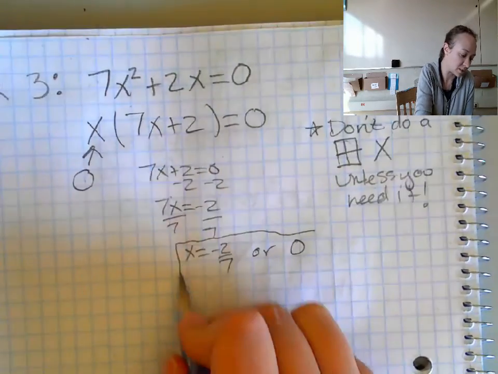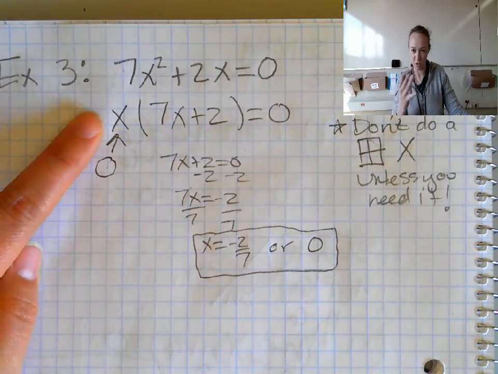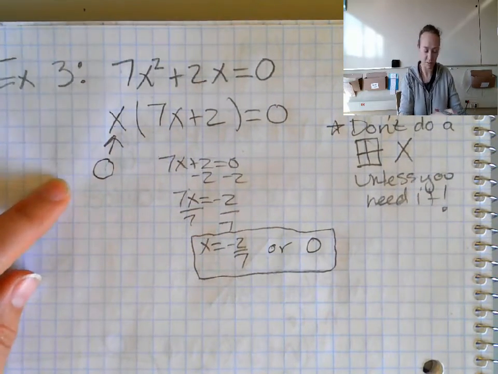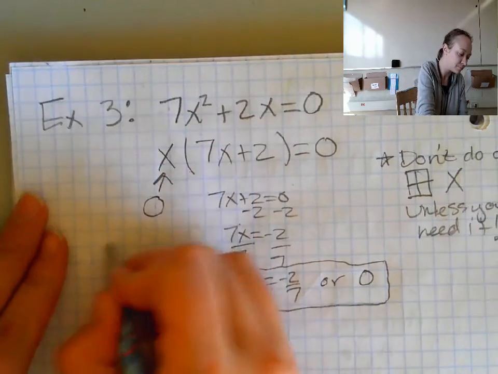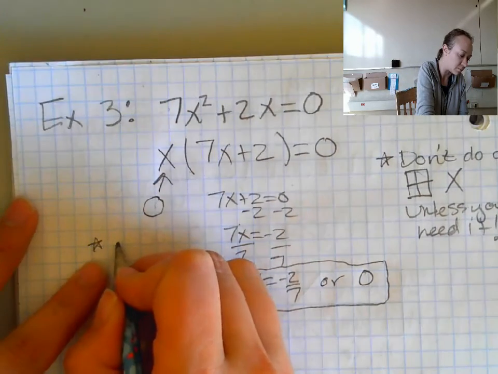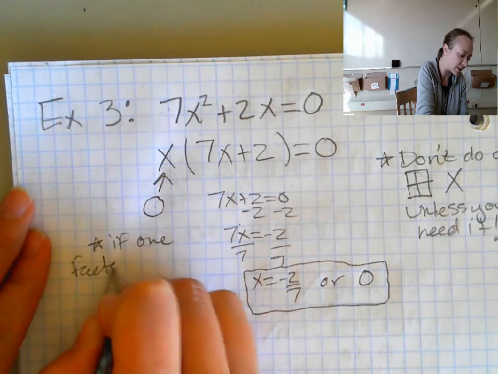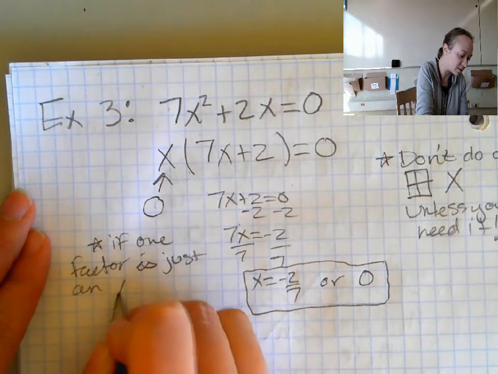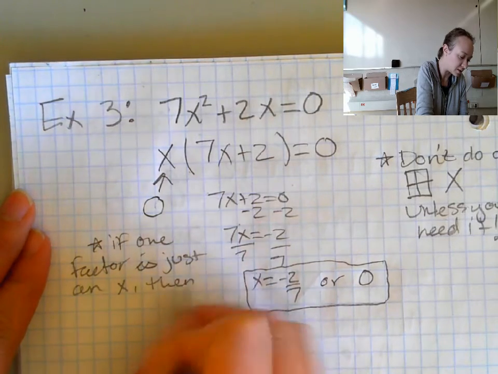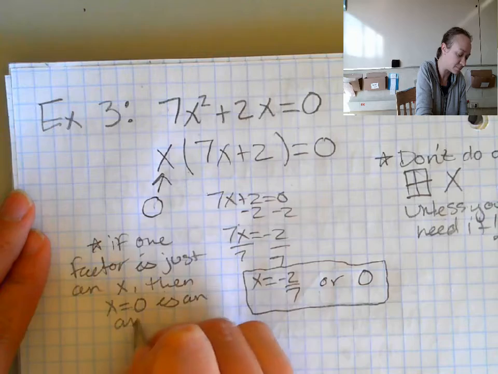So 2 lessons on this one. If you have an x by itself, when you do zero product property, that's going to be a 0. That does get to be an answer. If one factor is just an x, then x equals 0 is an answer.